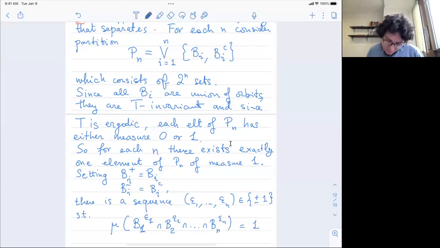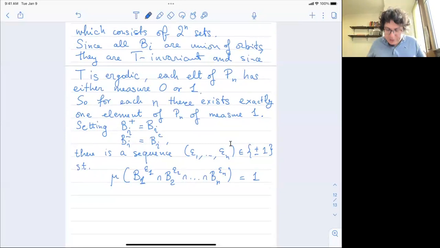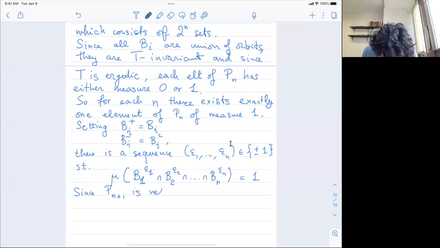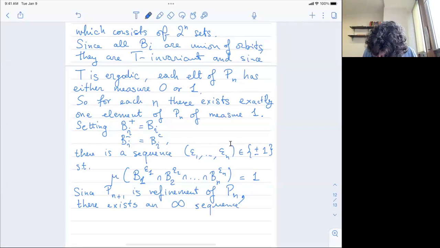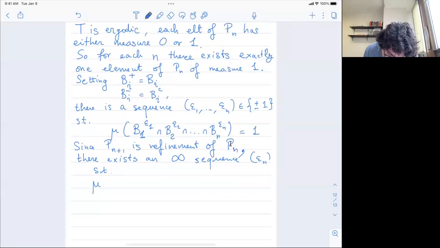So there's precisely one, and for each n, of course, these sets are nested, because the partition gets finer and finer, since P_{n+1} is a refinement of P_n. That means these are nested. So you can find an infinite sequence epsilon_n such that indeed mu of b_1 epsilon_1 intersect b_2 epsilon_2 ... b_n epsilon_n equals 1 for every n.